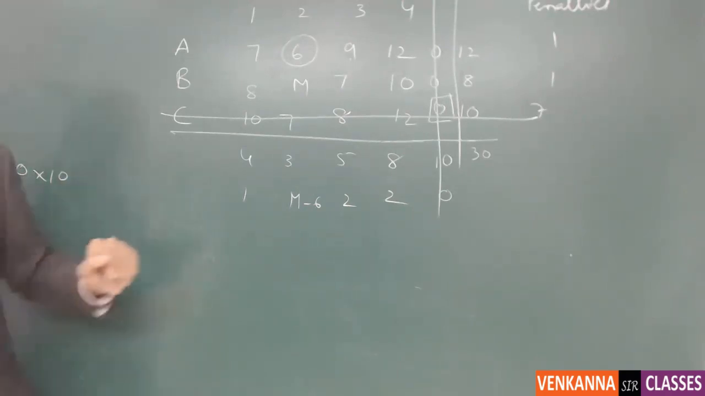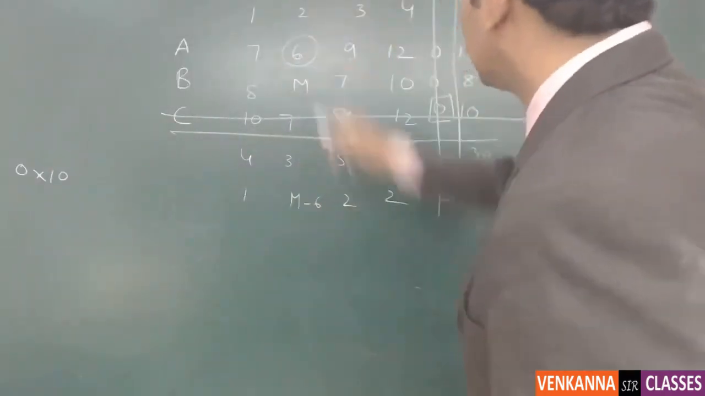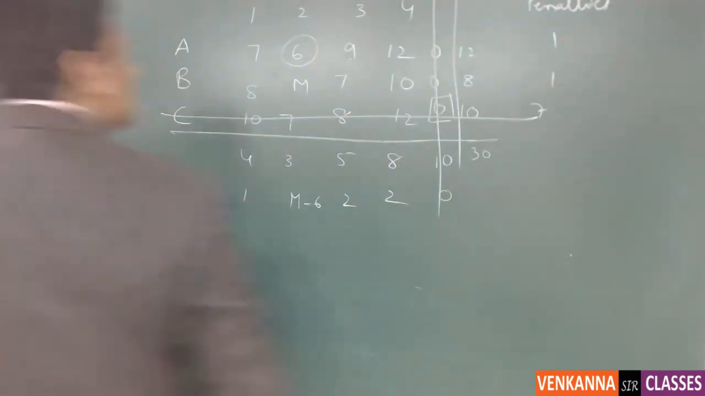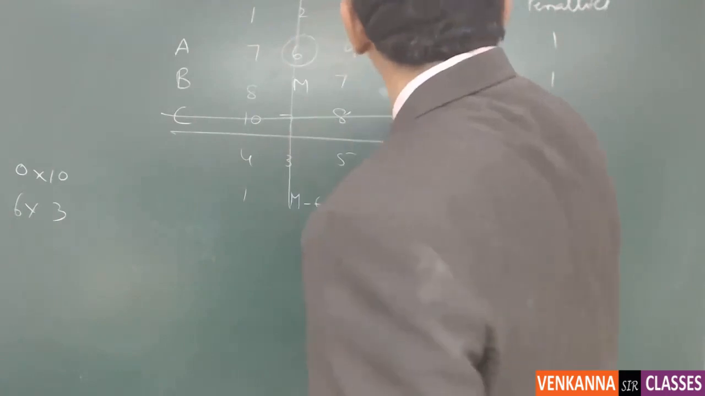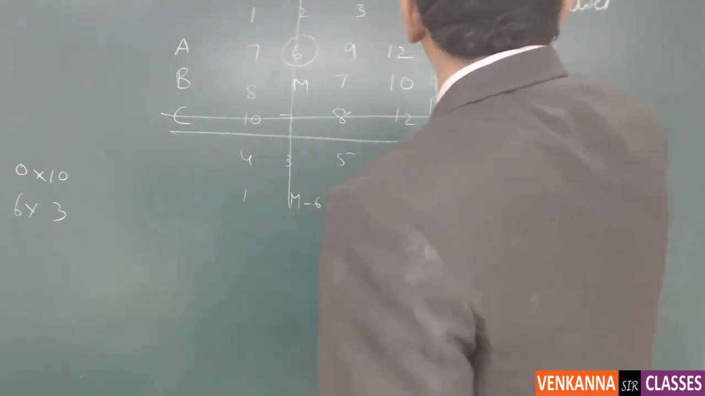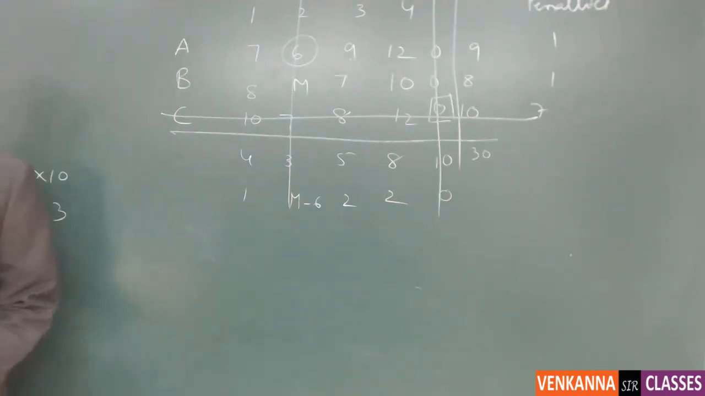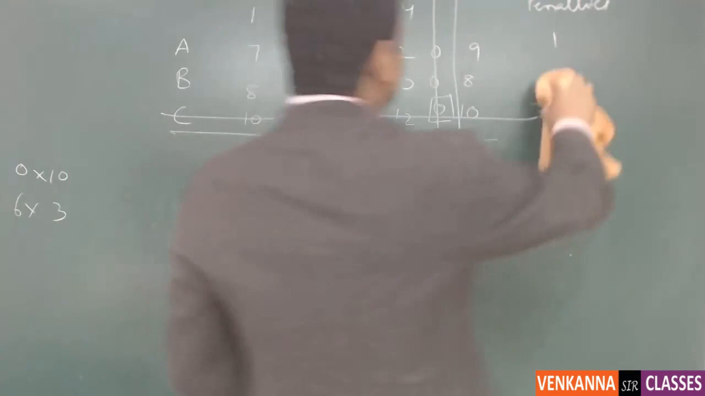Right. So if you check for the demand and supply, 3 is the smallest one, 6 into 3 you will get. Then this thing gets cancelled and it will become 9. Accepted. So again, we recalculate the penalties as well.